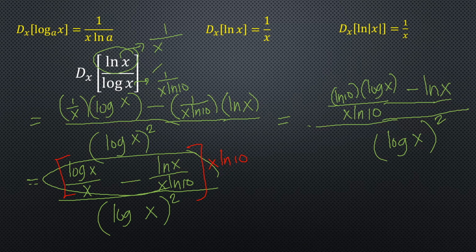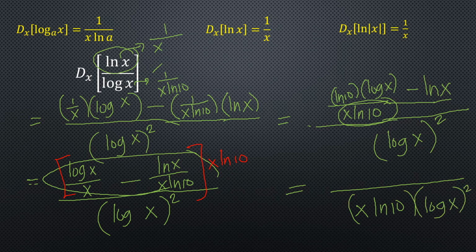So we can simply bring down x ln of 10 and make it a partner, or put it beside the logarithm of x squared. So whatever is in the numerator on top, this whole numerator we will place here. So we have ln of 10 times logarithm of x minus ln of x. Okay, so that is the derivative.